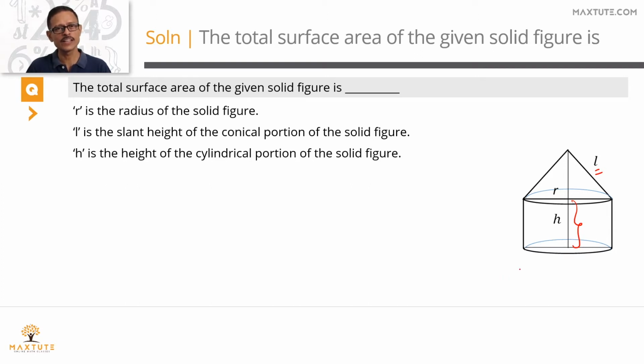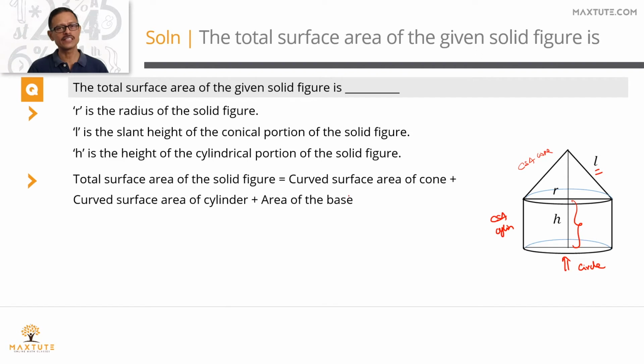So the total surface area is going to comprise the following components. It's going to have the CSA of the cone, right? So this part, the conical surface area, is included in it. Second, it's going to include the CSA of the cylindrical part, the curved surface area of the cylindrical part. It also includes the area of the base, which is nothing but the area of the circle at the bottom. So total surface area is the sum of all of these three: curved surface area of the cone, CSA of the cylinder, and area of the circular base.